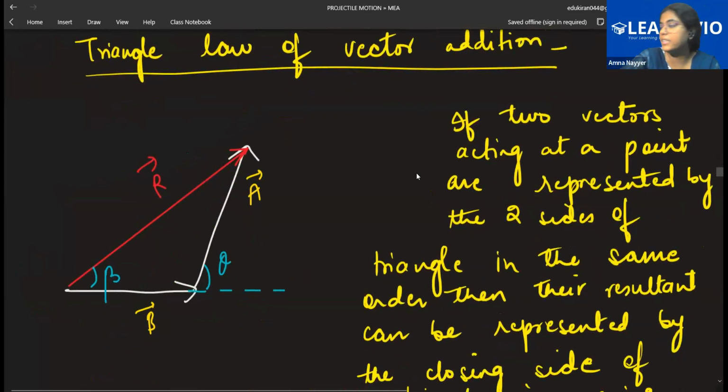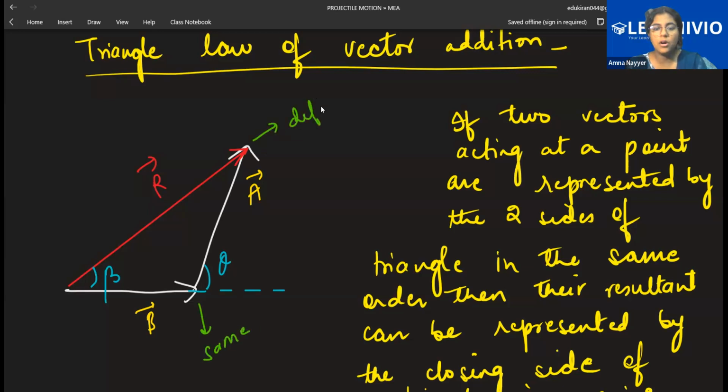See, triangle law of vector addition here. The way we have the two sides of parallelogram representing in parallelogram law, which were co-initial. Now, if two vectors are present, look here, A and B, and they are in the same order, heads with tails, then their resultant is given by the closing side of this triangle taken in the opposite order. See here, the order is same, and here the order is different, that is opposite. So this is the triangle law.